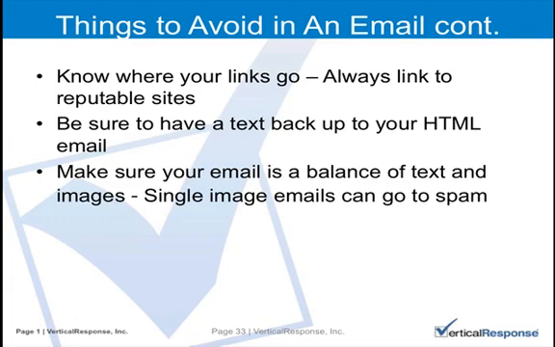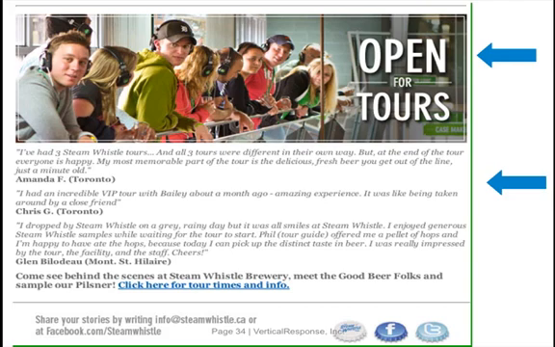Also, if you're linking, especially if you're linking to a third-party website, make sure that you know where your links are going so that you don't have delivery issues with that. Always have a text backup for your HTML email. In VerticalResponse, we automatically create that for you, but ISPs are looking for text backups to your graphical emails, and if those are missing, you can have delivery issues as well. And always make sure your email is a balance of text and images. Again, if it's just a single image, you can cause your email to go to the spam folder because, again, that's a spam tactic.